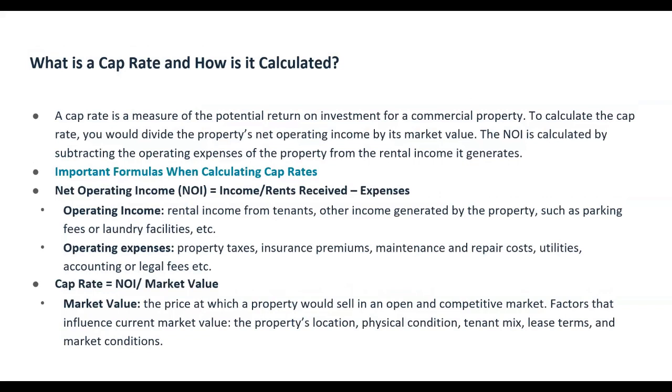And then you have valuation, right? When you are buying a property, cap rates are often used to value commercial properties. By calculating the cap rate and applying it to the property's net operating income, investors and appraisers can estimate the property value based on its income generating potential. So you are valuing the property. If your NOI is 100,000 and the cap rate is 5%, you will divide 100,000 by 5%, and you will say my valuation of this property is 2 million.